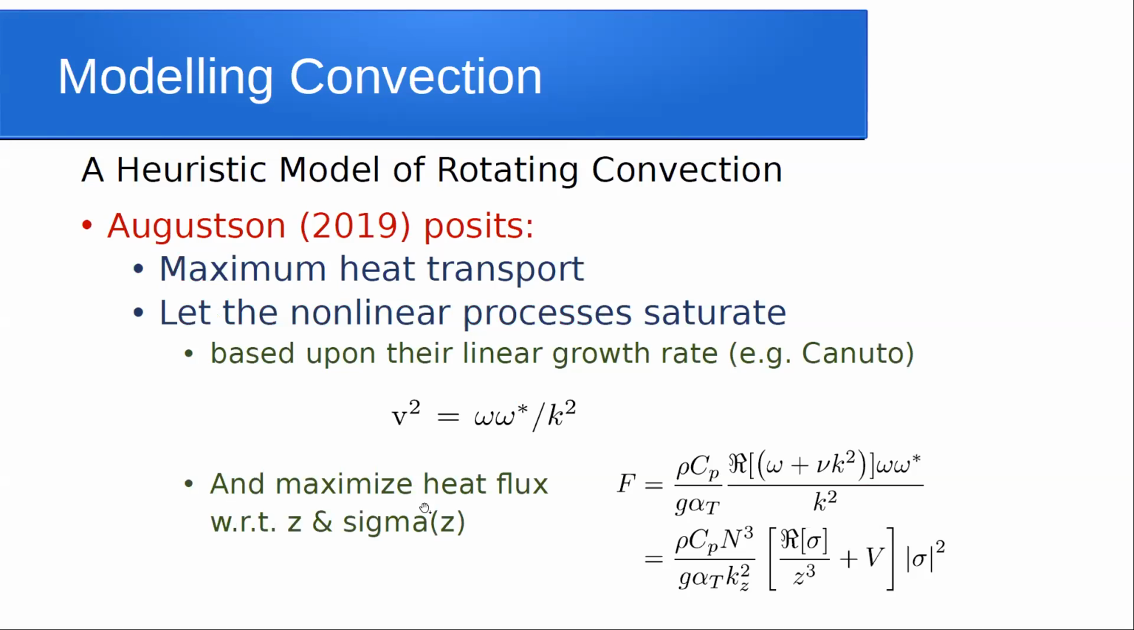So in order to do this, of course, we have to maximize the heat flux. And if we crank through all the math and do the eigenvalue problem, you end up with a relation that says the convective heat flux is this expression.